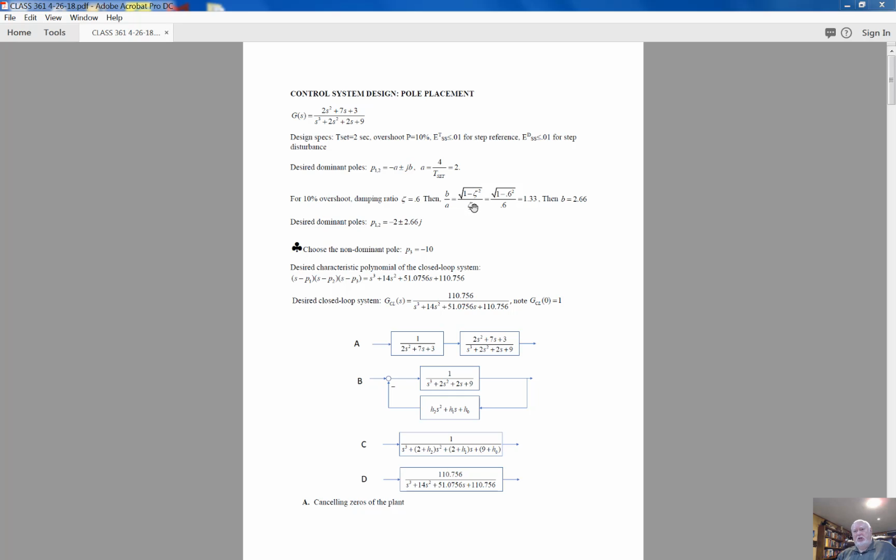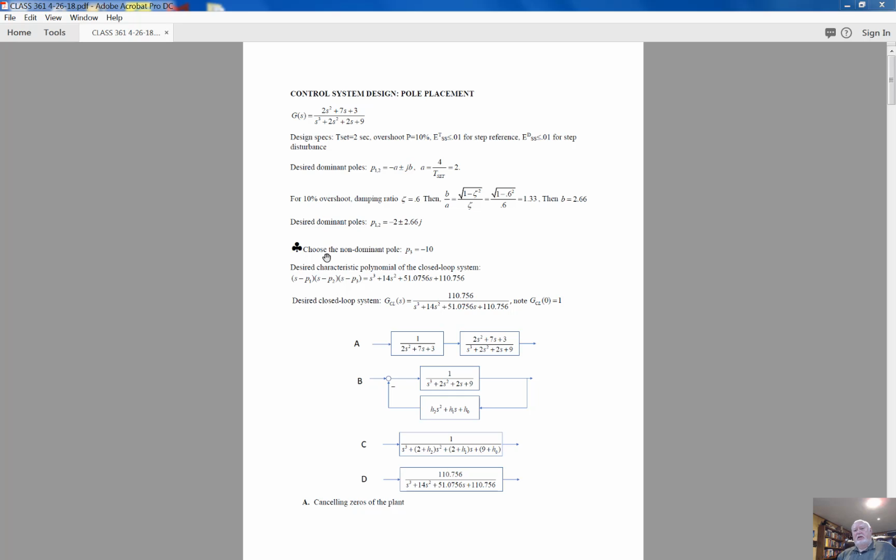Since overshoot should be 10%, and since for 10% overshoot the damping ratio should be equal to 0.6, I will insert the value of the damping ratio in this expression, and I will get something like 1.33. Now I know the value of A already. It is 2. So the value of B should be 2.66. And now I have the dominant poles established: minus 2 plus minus 2.66j.